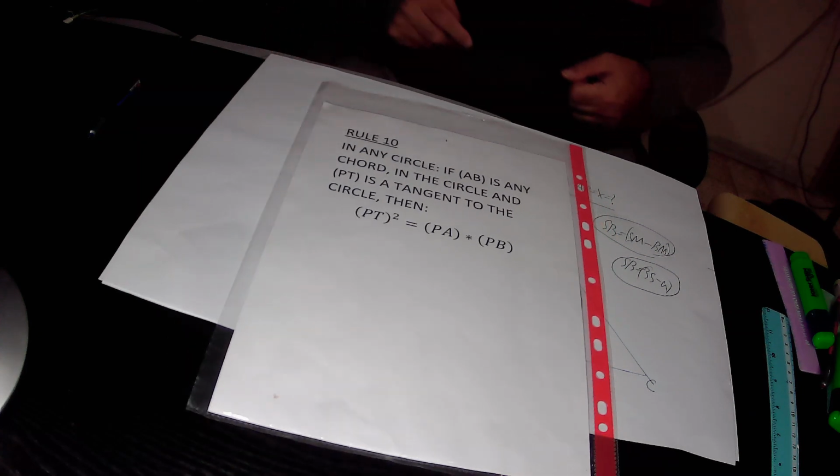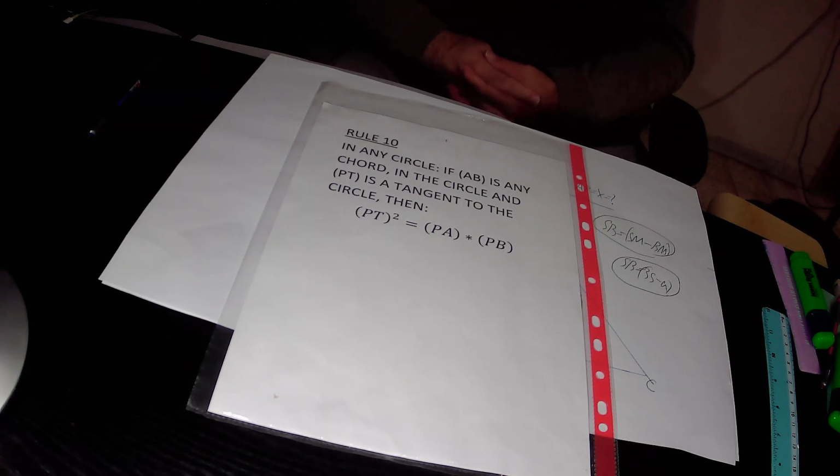Rule 10 is true in any circle. So in any circle, if AB is any chord in the circle, and PT is the tangent to the circle, then the following equation is true: PT squared equals PA times PB. Again, PT squared equals PA times PB.